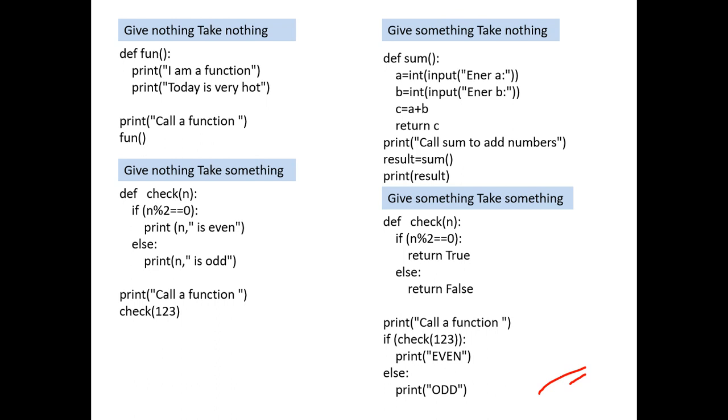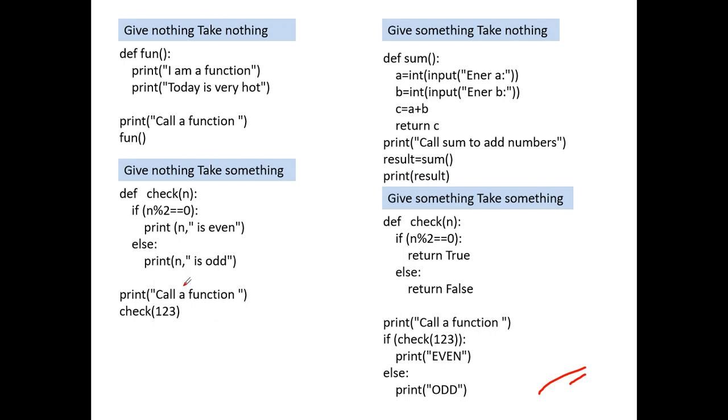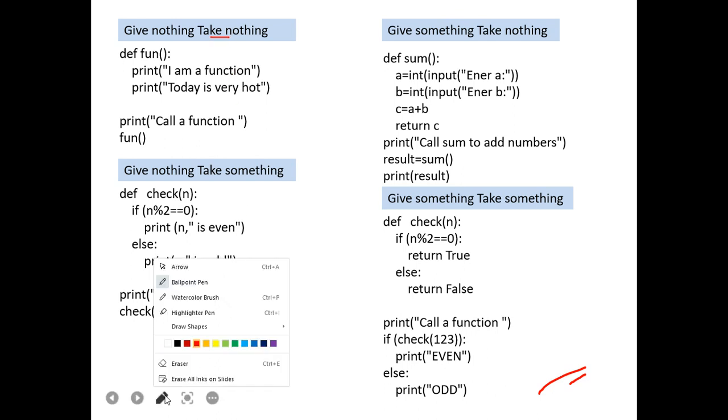One is give nothing, take nothing, which means the function is not taking anything as its parameter and at the same time is not returning anything. Then we can signify that function as give nothing, take nothing. It is not taking anything, and it is not returning anything.